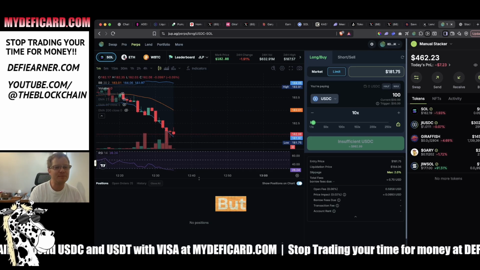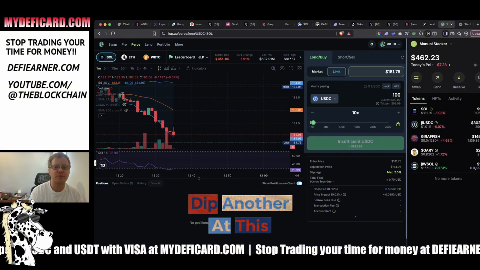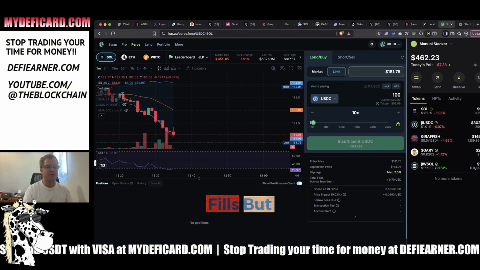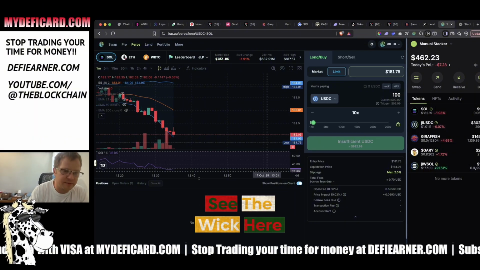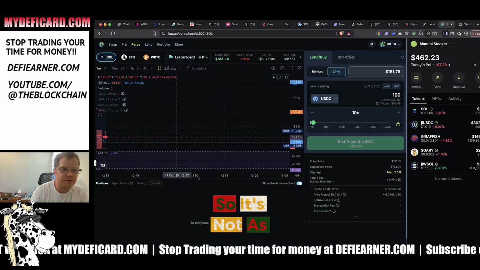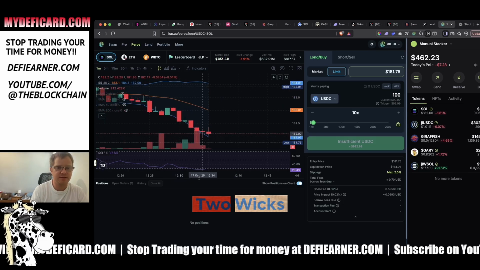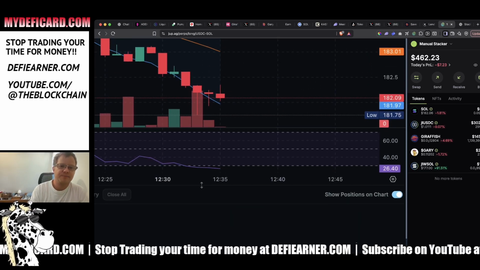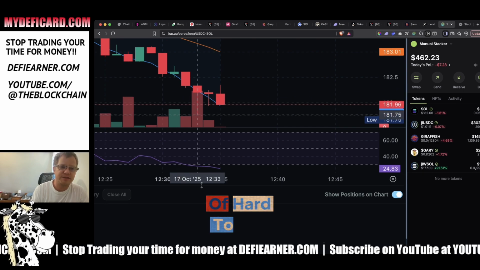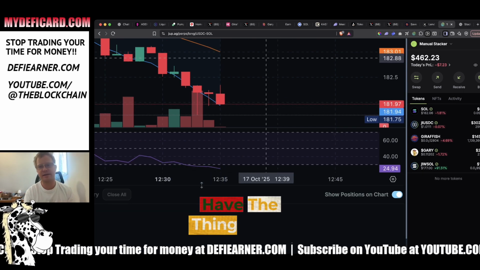But it has to dip another at this point 30 cents before it fills. But now you see the wick. Here, let me zoom in a little bit more. You see these two wicks. There we go. This wick is kind of hard to see. There we go, a little bit easier to see.